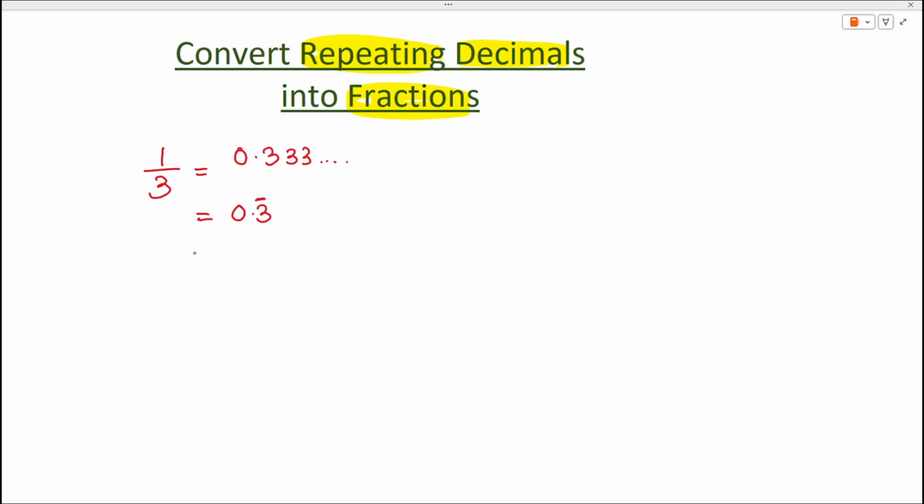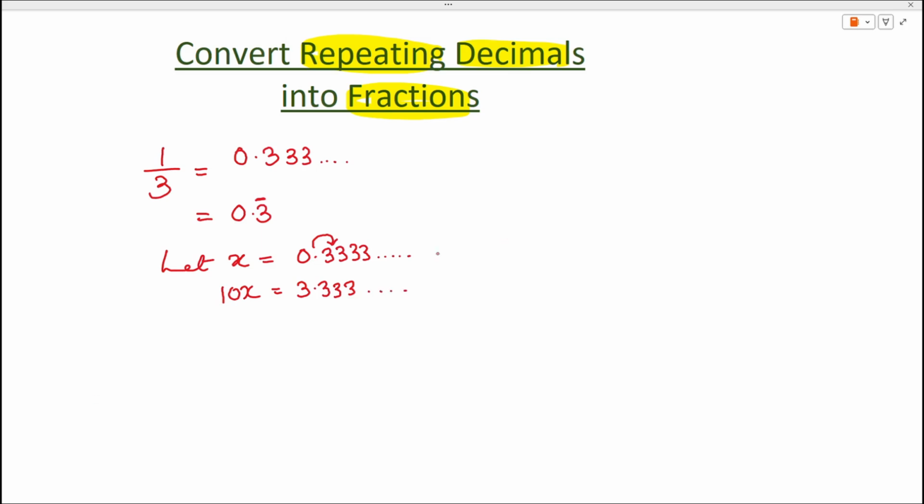So what we're going to do is we'll say let x is equal to 0.333, and this is just getting repeated. Now we are going to multiply both sides by 10. So if we multiply x by 10, it becomes 10x. And if we multiply 0.333 continued by 10, the decimal just shifts 1 place to the right and gives us 3.333, and that just being continued.